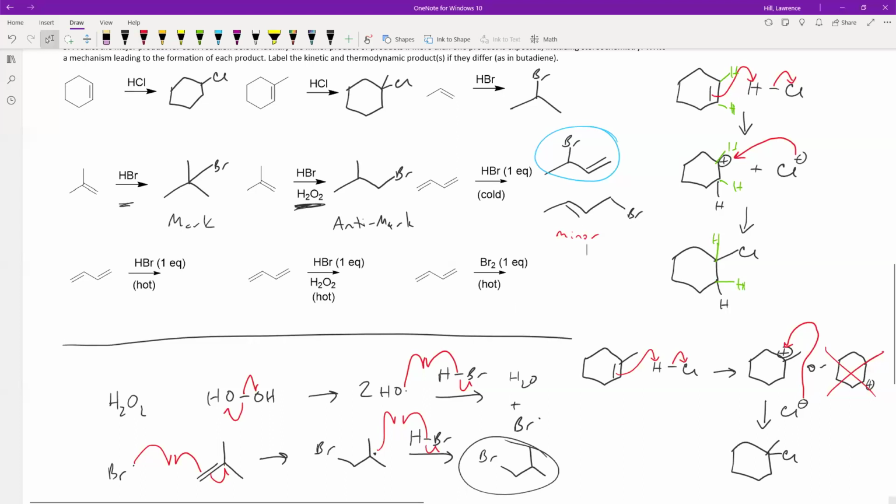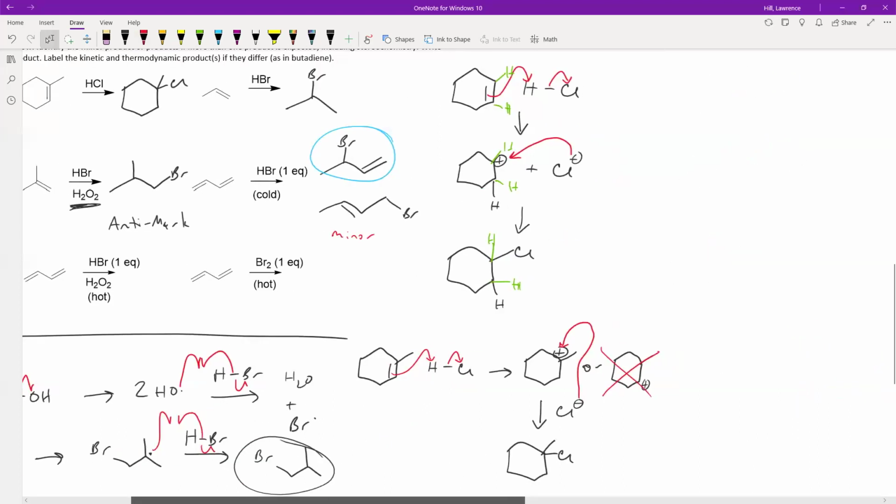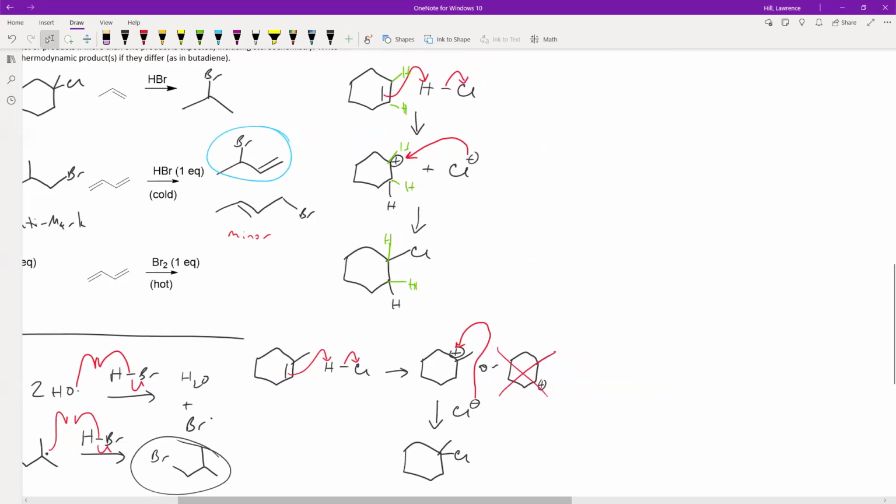And so why is that? It's the same reason as before. It's Markovnikov addition across a double bond. So you have a double bond.